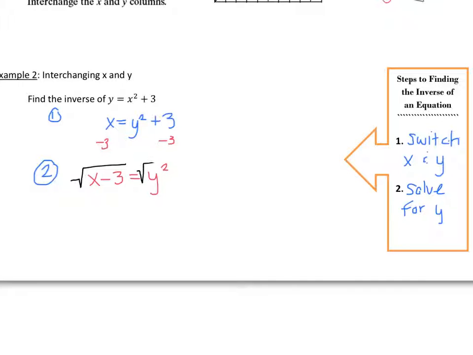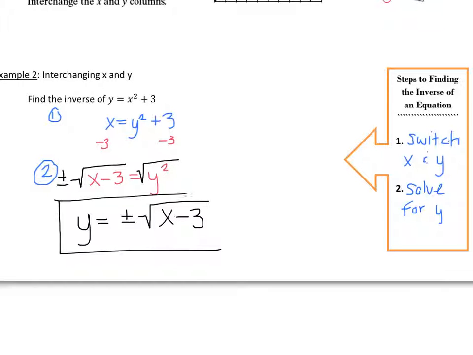If we take the square root of both sides, what do we have to write in there? Plus minus. All right. So plus minus, and we're actually done now because square root and squared cancel out. So we have y equals plus or minus square root of x minus 3. There's your answer. So all you have to do is switch x and y, solve for y. Okay?